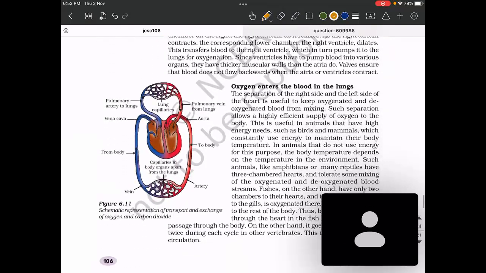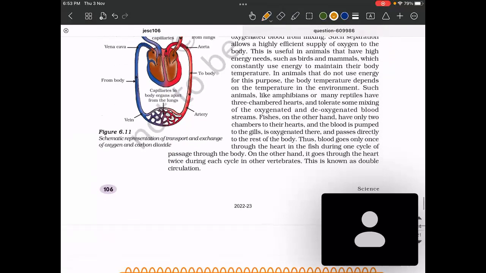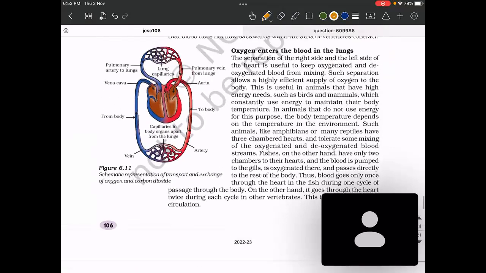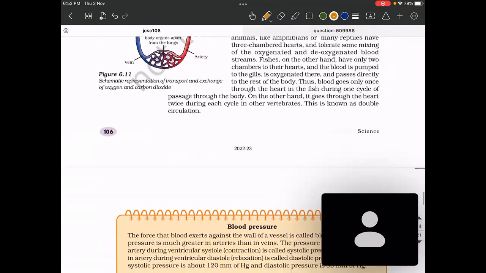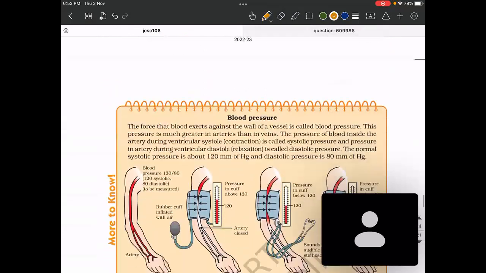And then, why do we call our circulation double circulation? Because on the pathway, the blood passes through the heart twice, transporting oxygenated blood and deoxygenated blood. So that's why we call it double circulation. Keep that in mind.